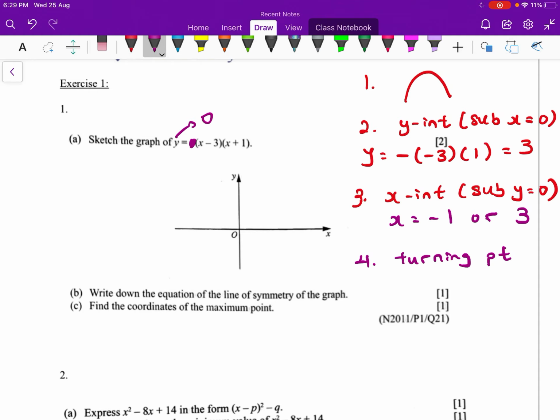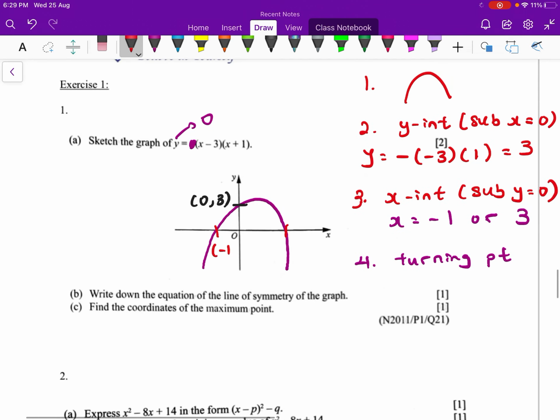Okay, so it's a sad face. So I roughly draw the sad face. So it's here. This sad face has a y-intercept of 3. So here is (0, 3). Just put in terms of coordinate form lah. Then after that, the x-intercepts are negative 1 and 3, right? So here is (negative 1, 0). Then here is (positive 3, 0).